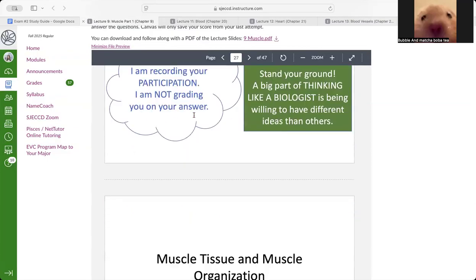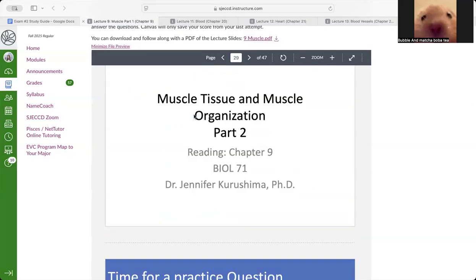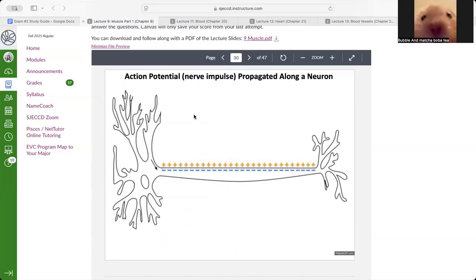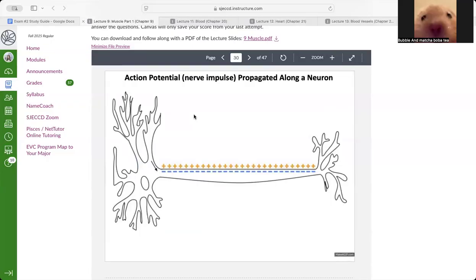Okay, let's go through all the steps. Let's just start with explaining the muscle contraction. It's a little complicated, but if you can visualize it, it makes it easier. What happens first is that in order for your body to contract, it needs a signal from your nervous system. Your nervous system is made up of neurons. This sends an action potential. A nerve impulse goes down and is propagated along a neuron.